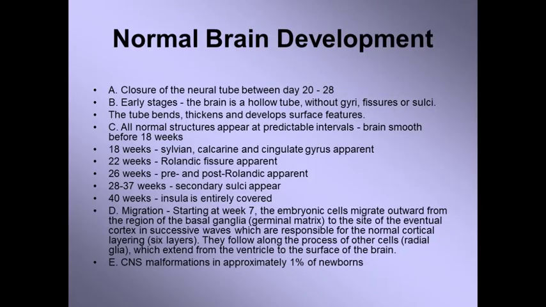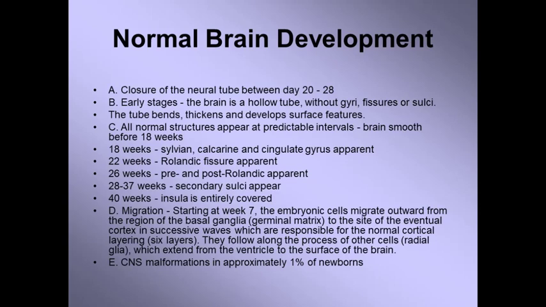Closure of the neural tube usually occurs between day 20 to 28. At an early stage, the brain is a hollow structure without gyri, fissures, or sulci. The tube bends, thickens, and develops surface features. All normal structures appear at predictable intervals. The brain is usually smooth before 18 weeks of gestation.